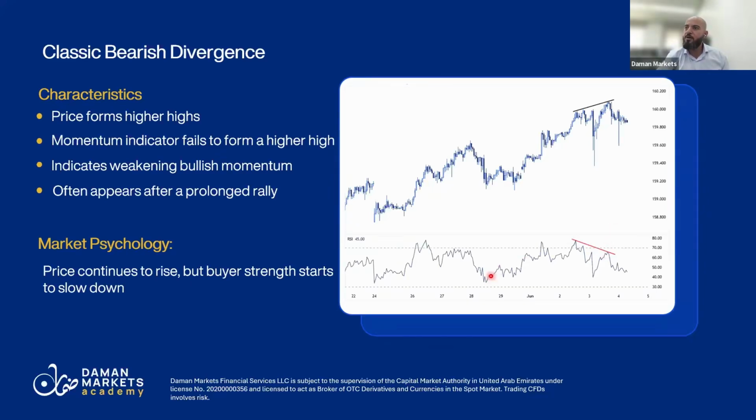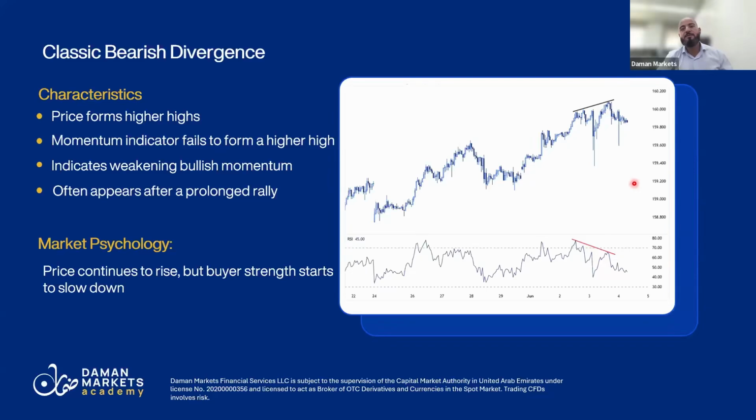So notice here how price is moving in an uptrend, oscillator is moving in an uptrend. This top is higher than this top, this top is higher than this top, this top is higher than this top, this top is lower than this top. This is the divergence. What could happen here? A drop.